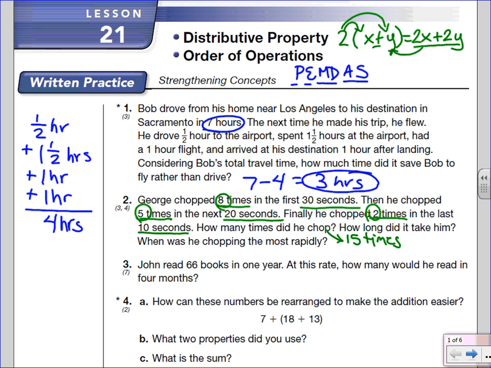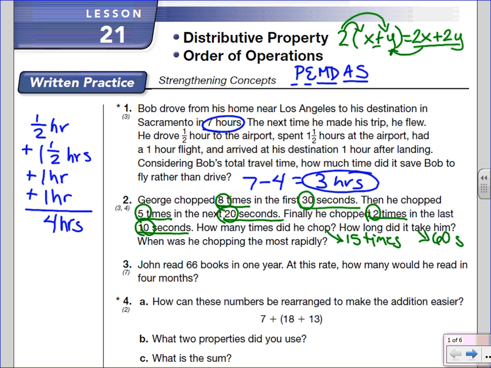Then it says, how long did it take him? And then we're going to add the seconds. So 30 seconds plus 20 seconds is 50 seconds. And then plus 10 seconds is 60 seconds. Or 1 minute, either way. And then the last question asks, when was he chopping most rapidly? So we need to figure out the chops per second.